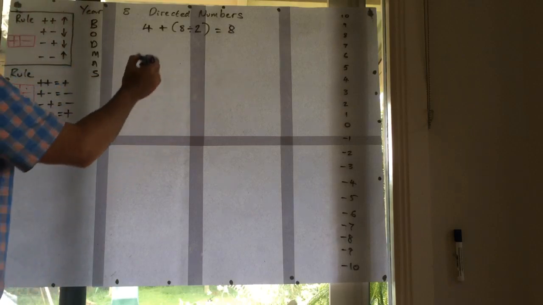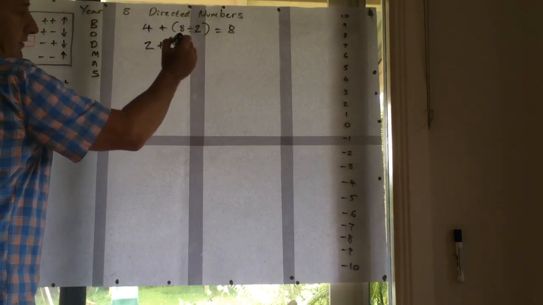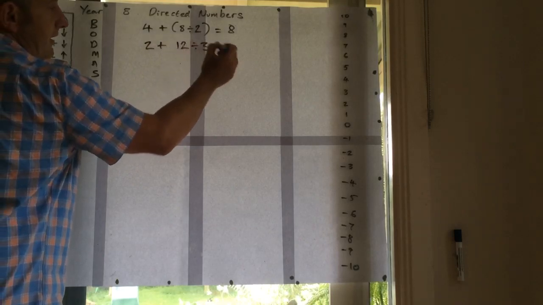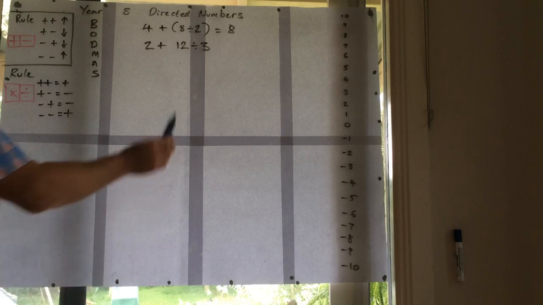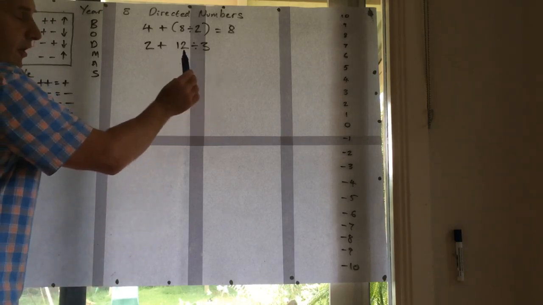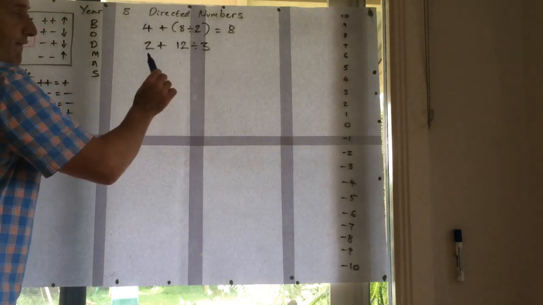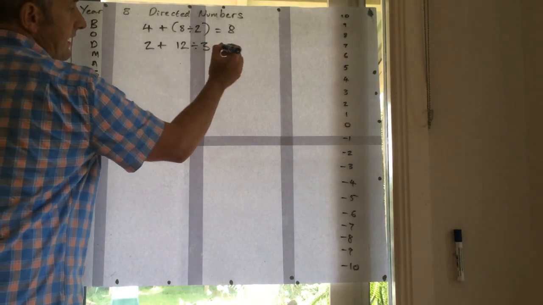Likewise, if I wrote this down, 2 plus 12 divided by 3. Well, what do we do first? We do the divide first. So likewise here, that's going to give us 4. 4 plus 2 is 6.